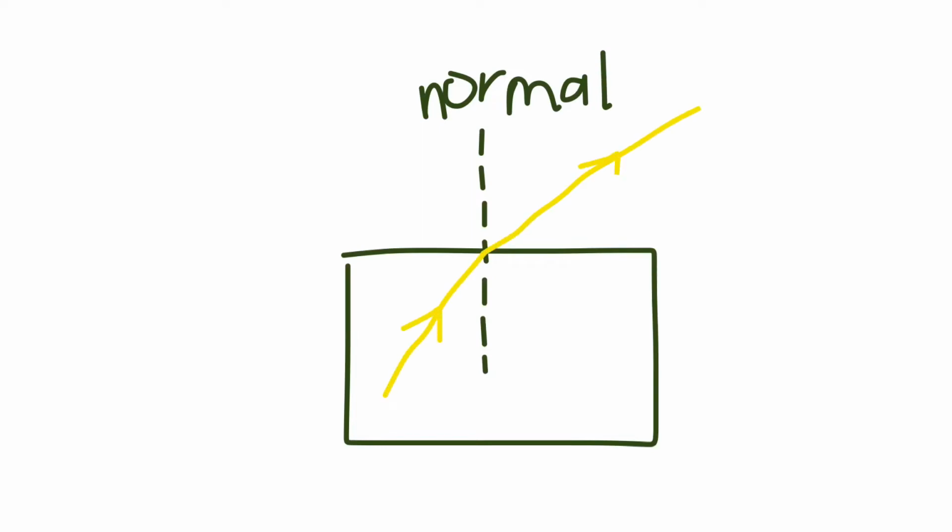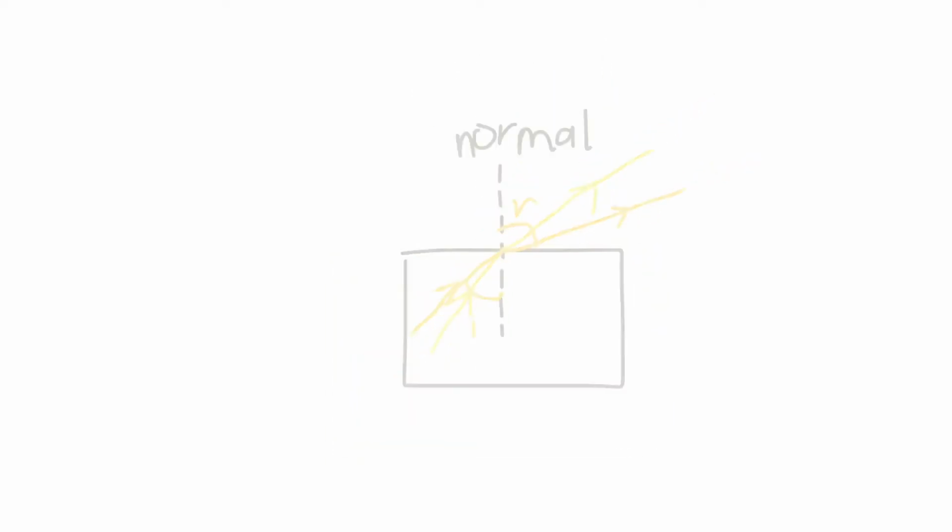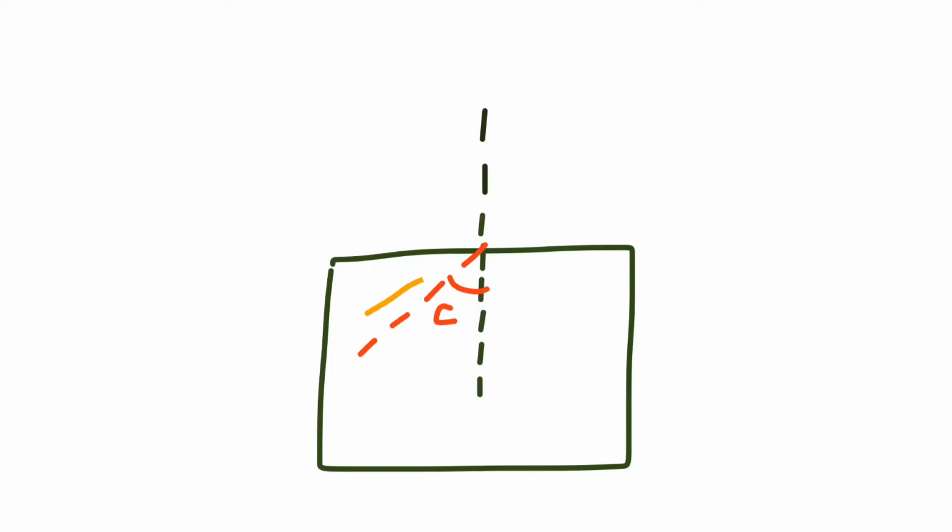The bigger the incident angle gets, the bigger the refracted angle will be. If the angle of incidence exceeds a certain angle, which is called the critical angle, something amazing happens. The light is no longer refracted outwards, but rather it reflects back into the denser medium.